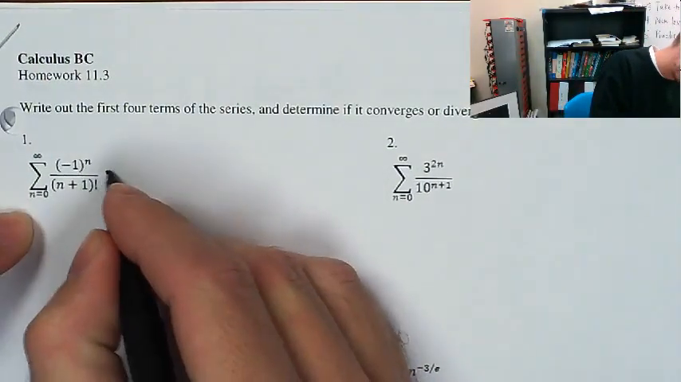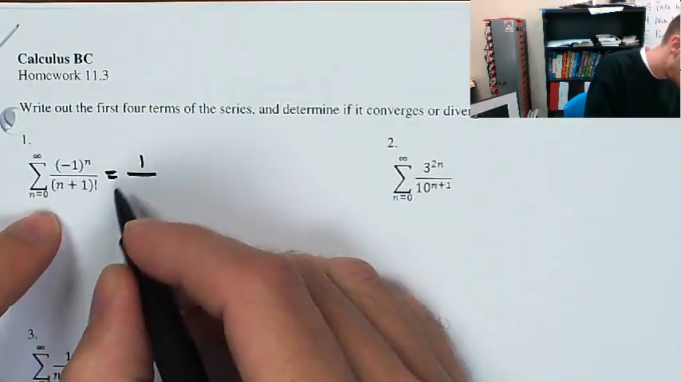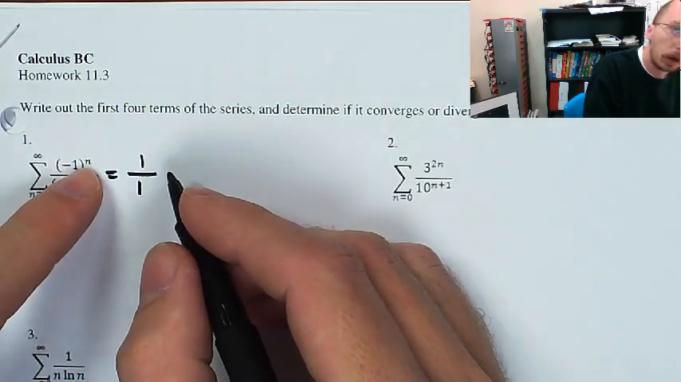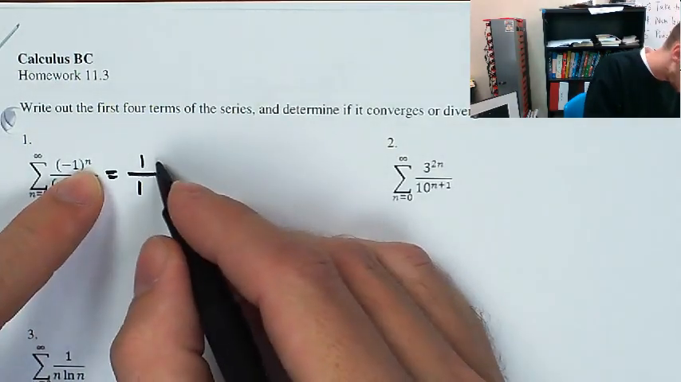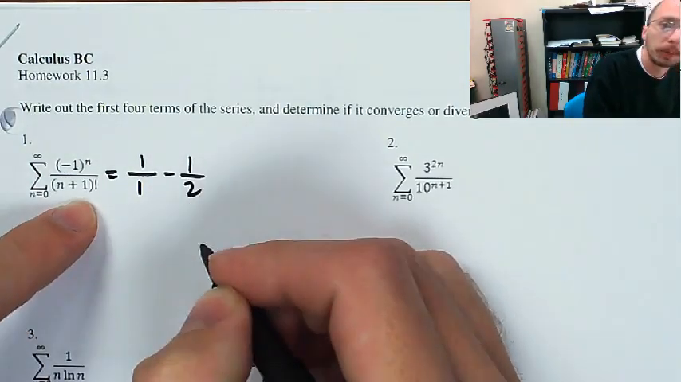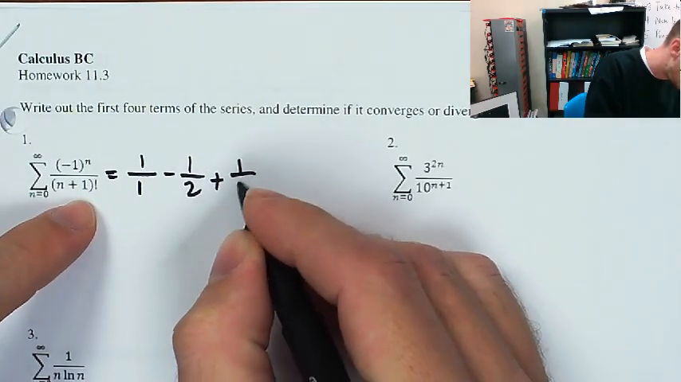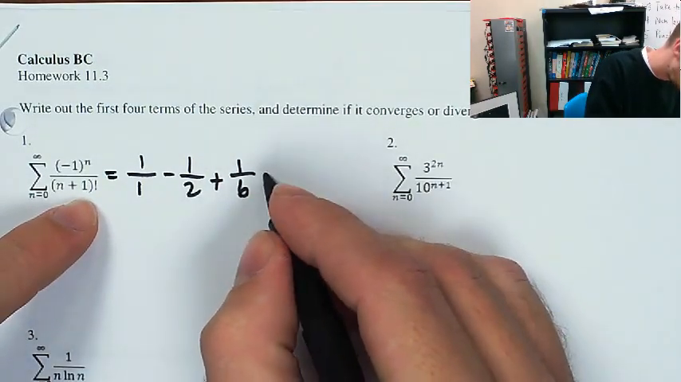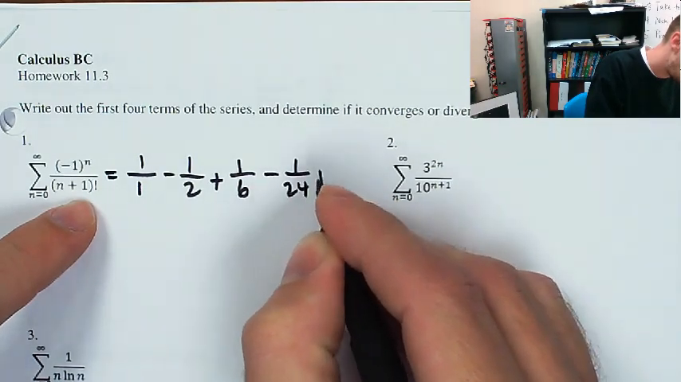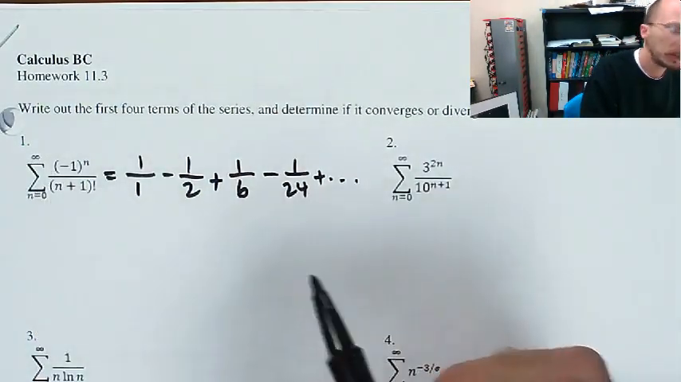Okay, so starting with n equals 0, negative 1 to the 0 is 1, divided by 1 factorial is 1. When n equals 1, that'll be the second term, I'll have a negative 1 over 2 factorial, which is 2 times 1. Then it'll become a plus 1 over 3 factorial, which is 6, and then minus 1 over 4 factorial, which is 24. I might put a dot, dot, dot, because I know it's going to keep going, right? Because it's going to add all the way up to infinity.